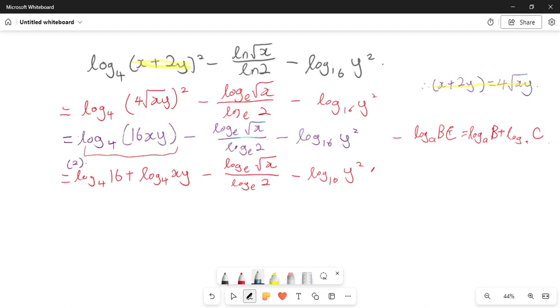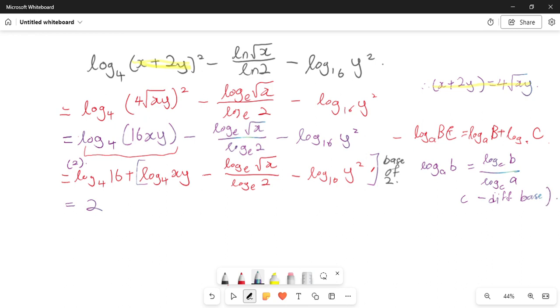Alright, I have this part, which is good, but there's still something I'm missing. So what I can do is simplify this one to 2. I will change this whole thing to base 2. There's a formula that tells us that log base a of b is equal to log base c of b over log base c of a, where c is a different base.